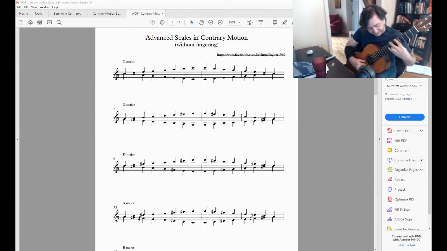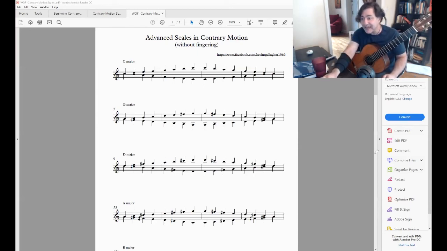Back. Oh, sorry. Yeah, B and E, C and D, D and C, E and B, F sharp and A, and finally G. So I'm not thinking of fingering, I'm just thinking, okay, what are the notes I need to play? And then where are those notes on the fretboard? That's a much more advanced way to think of it.